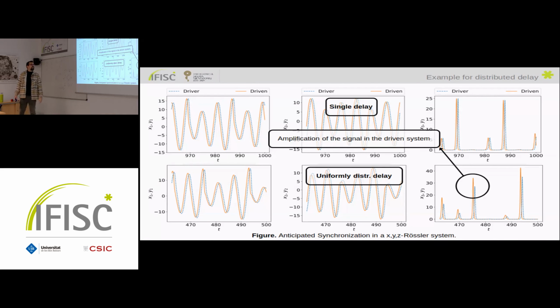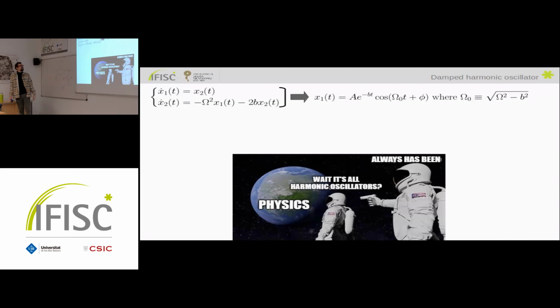Okay, sorry about that. And of course, if we know that this is the solution, it does not make a lot of sense to use this anticipated synchronization scheme, because I don't need to predict what this is going to do. I already know. But this is very interesting because it is going to allow us to have some theoretical insights on the problem. And in this linear system, we will be able to work everything out analytically. And we are also physicists, so we all love the harmonic oscillator, and we work with the harmonic oscillator from time to time.